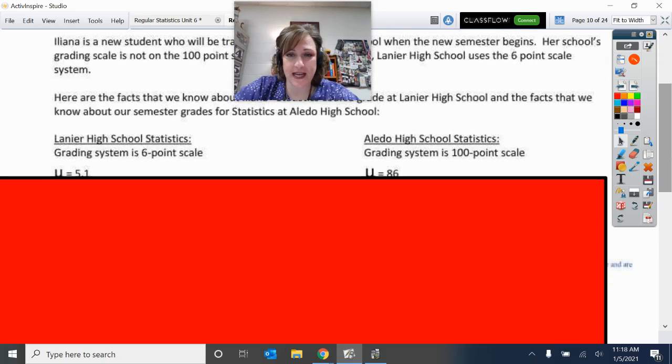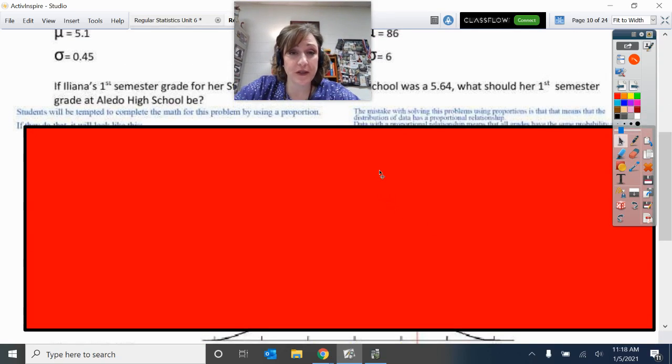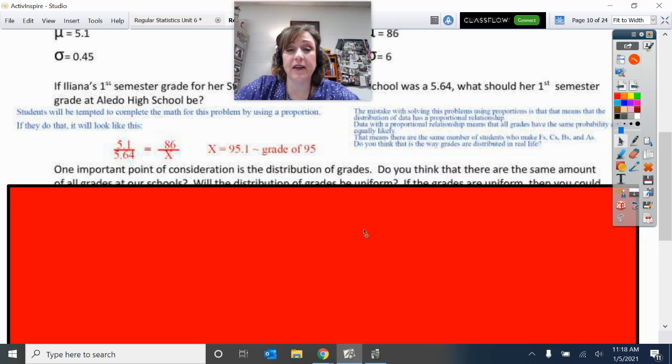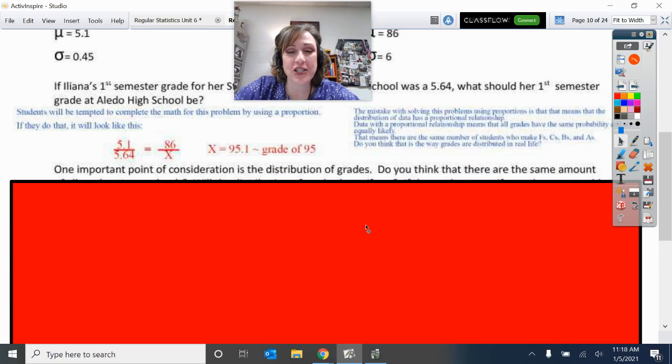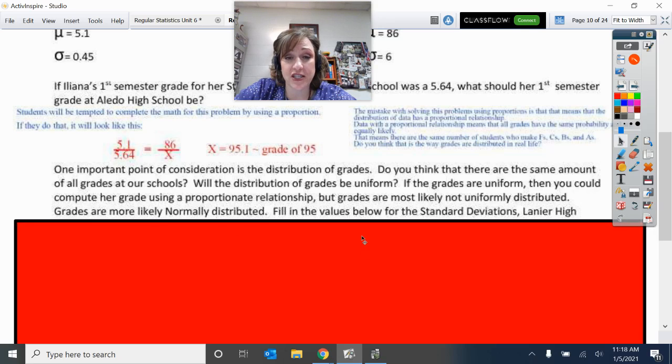Most of the time, my students will think about that proportionately. Absolutely. That is what you have been learning for 12 years: how to think proportionately, direct relationship, and it may have looked like this. You can set it up different ways, but that proportional relationship would give her a grade of 95 here in Aledo. The problem with that is that a proportional relationship says that the grades are distributed uniformly.